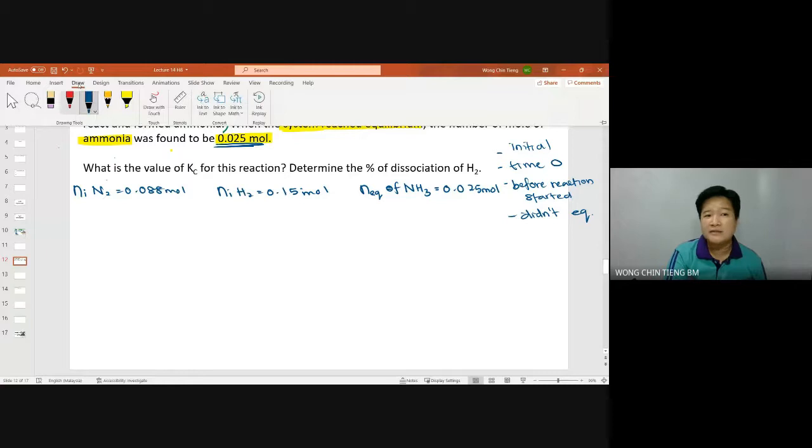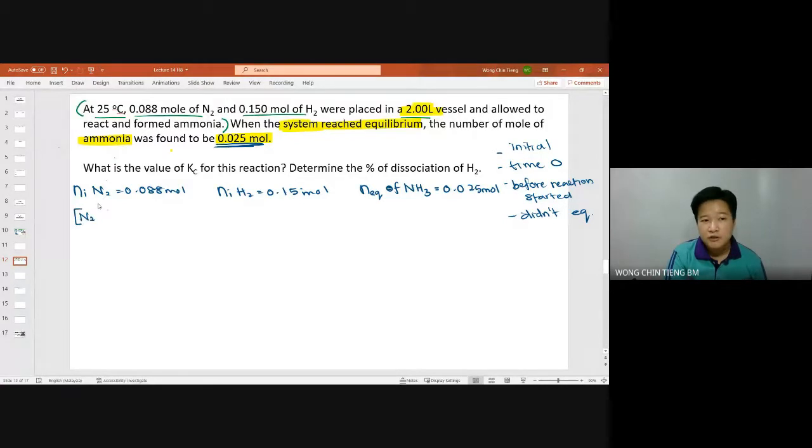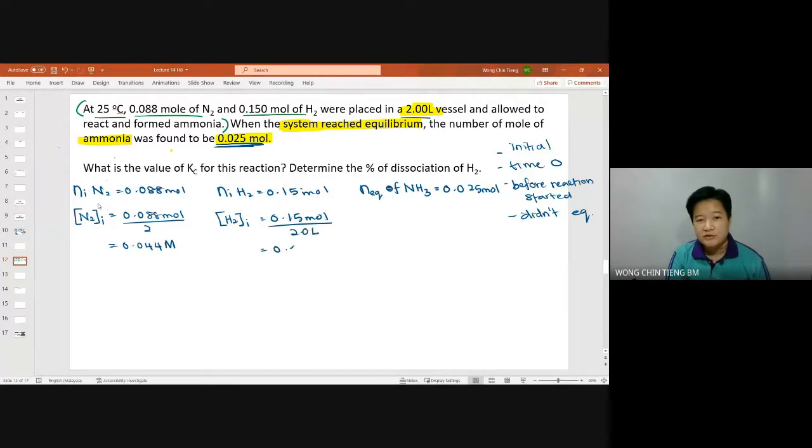So, what happened next is you calculate the concentration as always. So, cara label concentration, make sure you label whether it is the initial or the equilibrium. Putting in 0.088 mole. And do you know why I put 2 liter? Because saya malas nak tekan calculator. Okay. So you have your concentration H2 pula, initial still, 0.15 mole divided by the 2 liter vessels. So you're having 0.075 molar. Agree? Okay, and then what?